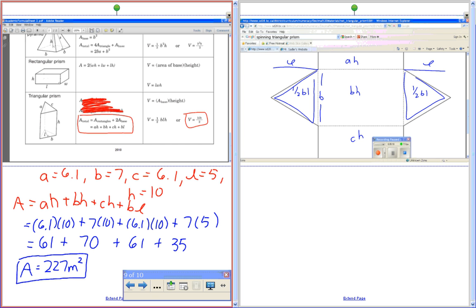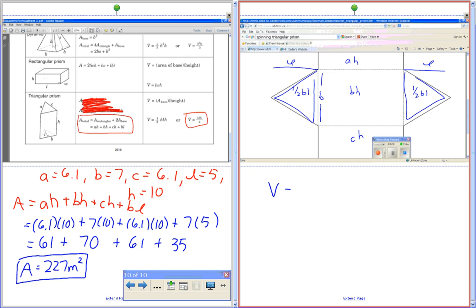I'm going to do the eyes closed in a second. Okay, I want to do volume next. Who's my victim today? Meg, I'm picking on you because you're sitting at the back. Can you do volume for me, please? Volume is going to be BLH divided by 2. Divided by 3. Okay, sub some numbers in for me, please.